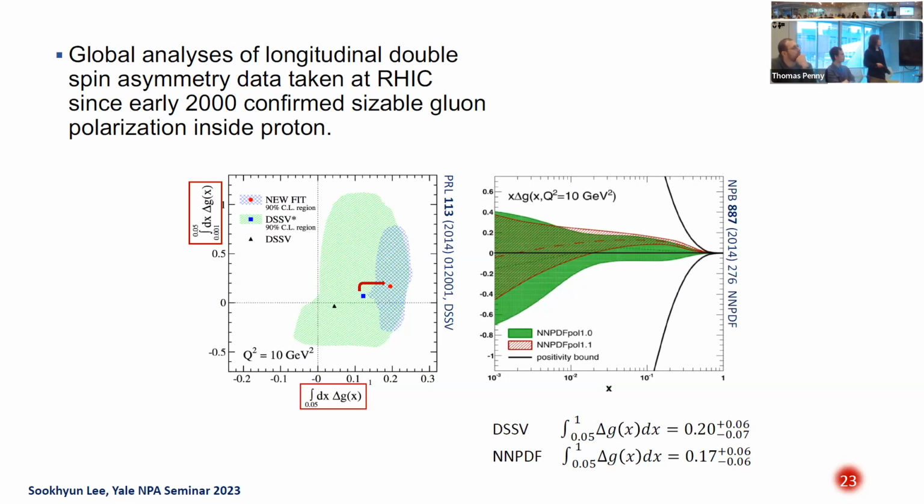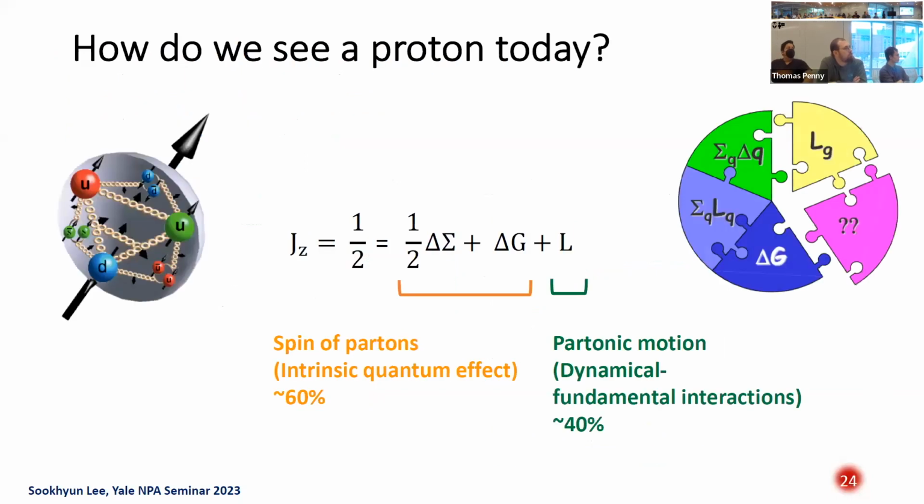Now, the precision measurements from STAR and PHENIX were used to perform a global analysis of the world data, and it demonstrated high impact on constraining delta G, especially at x greater than 0.05. The analyses were performed by two independent groups, and they both showed that the gluon contribution to the proton spin could be somewhere around 35 to 40%, which is really surprising. So this is how we see proton spin today. The intrinsic contribution from the spin of the partons makes up 60%, very roughly. It has large uncertainties. The rest may come from orbital motion.